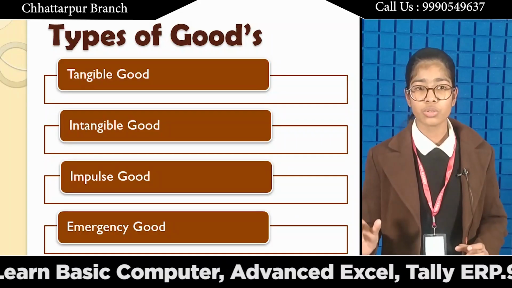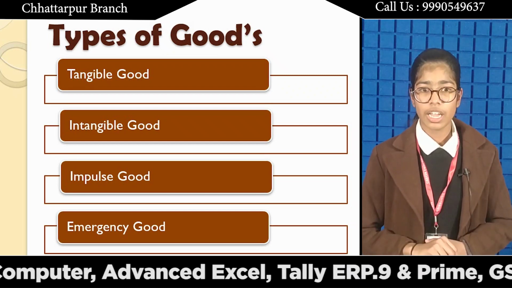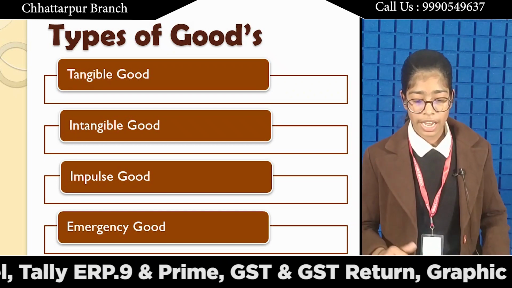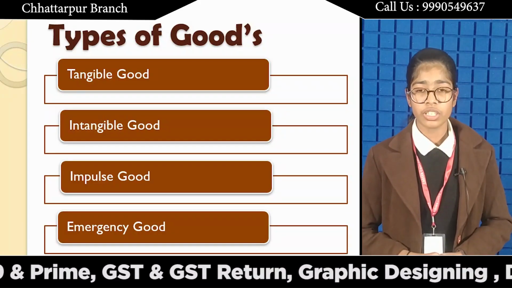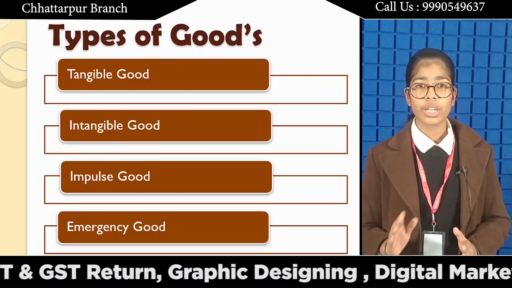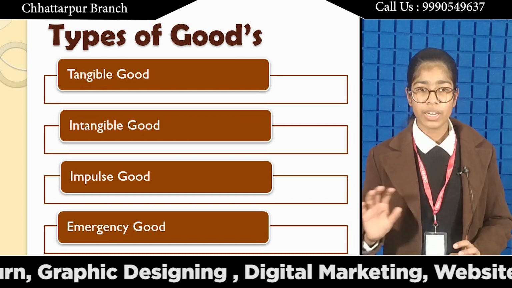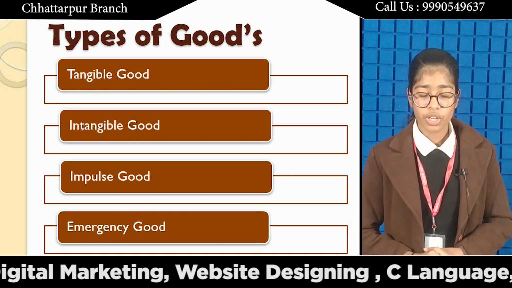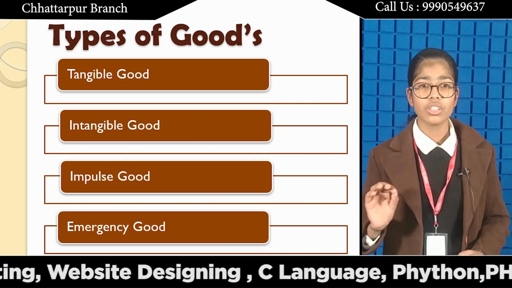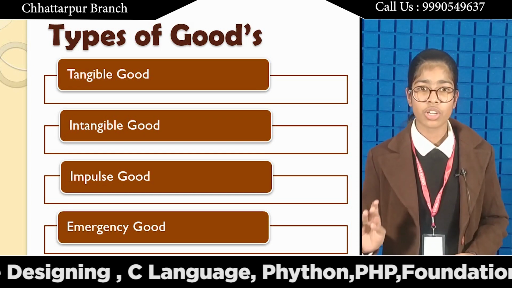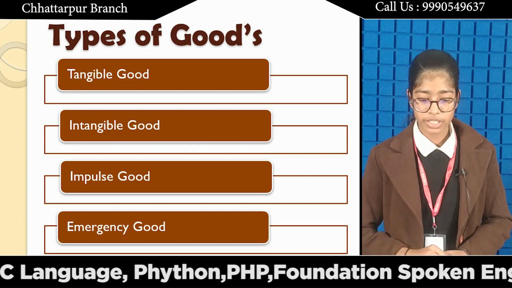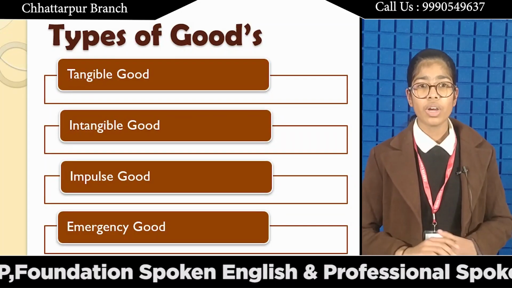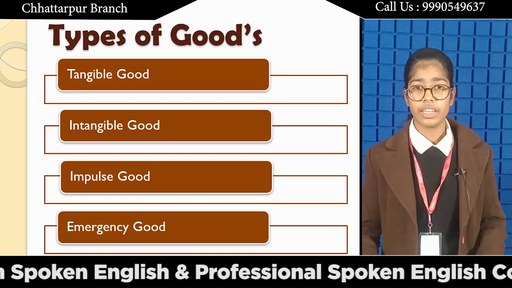Tangible goods are those goods which we can touch and feel and also eat, like our daily grocery shopping items. And intangible goods are those goods which we can only feel but not touch, nor can we eat these things. For example, insurance of a car, health insurance, bike insurance. These come in intangible goods. Impulse goods are those goods which you buy without any planning.